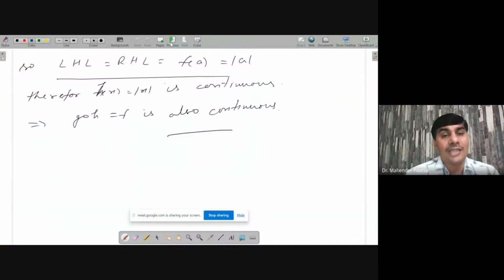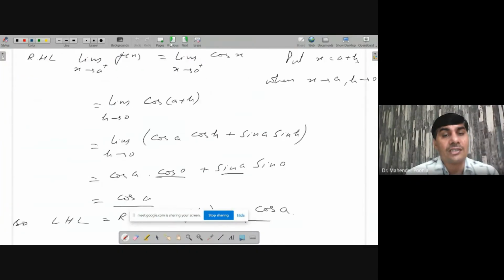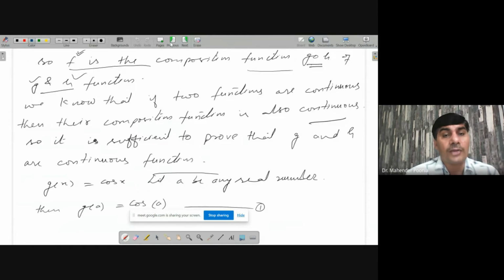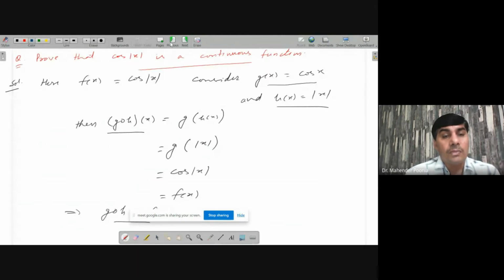So in the last class, we discussed examples of continuity. Prove that cos modulus of x is a continuous function was the last example we had to solve in yesterday's class.